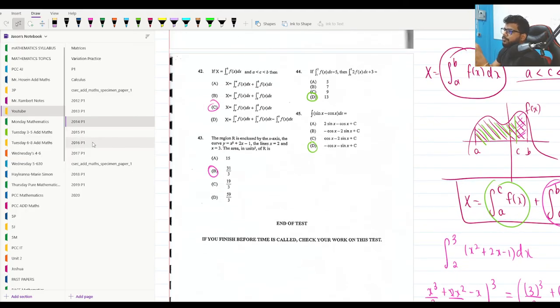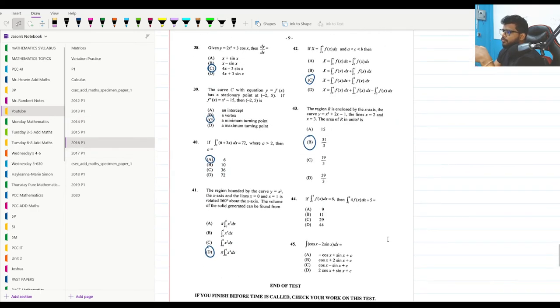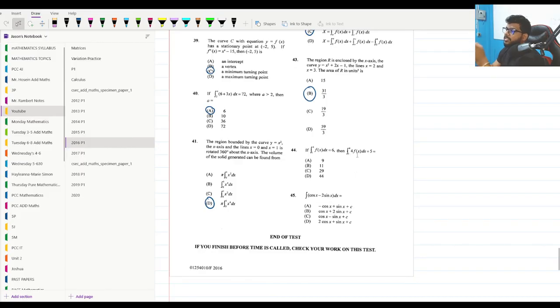3 and 1. We want 2 f of x dx plus 3. In this one, we want 4 f of x dx plus 5. So they changed it up a bit. Same type of working. So this here is 6. So 4 times the integral between 4 and 1 of f of x dx, plus 5. This is 6. 6 fours are 24. 24 plus 5 is 29.